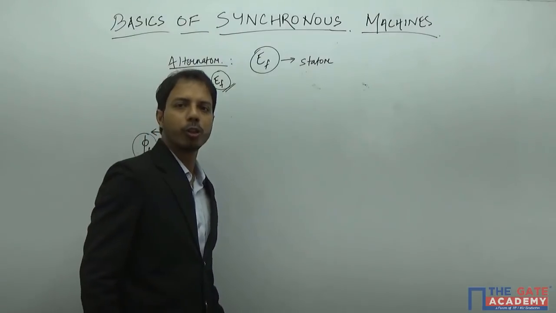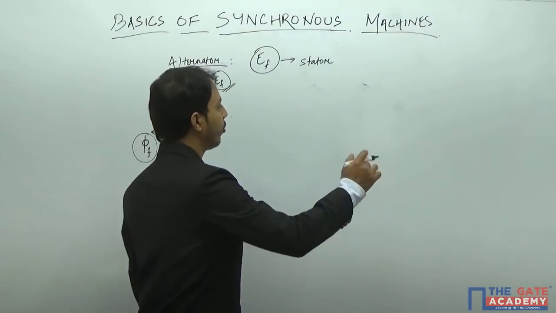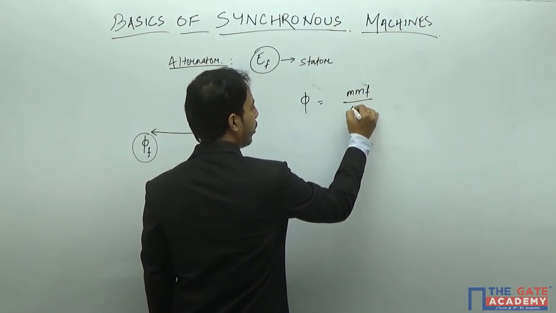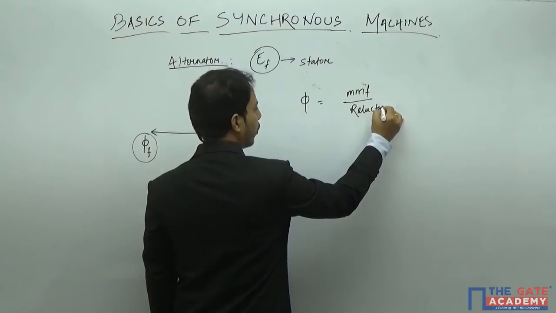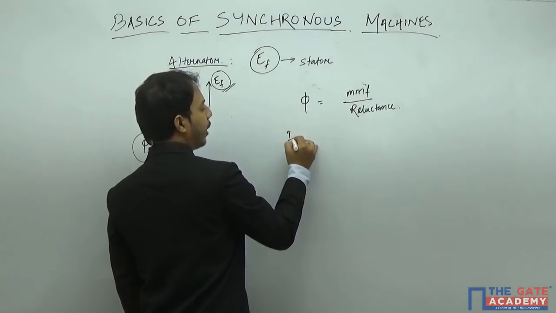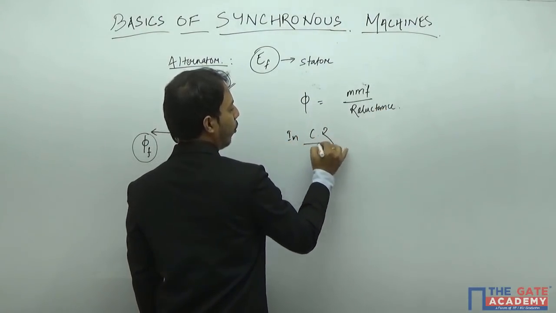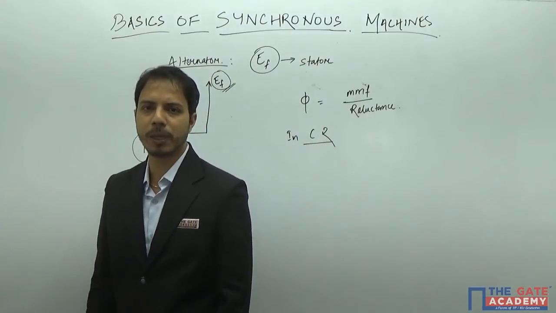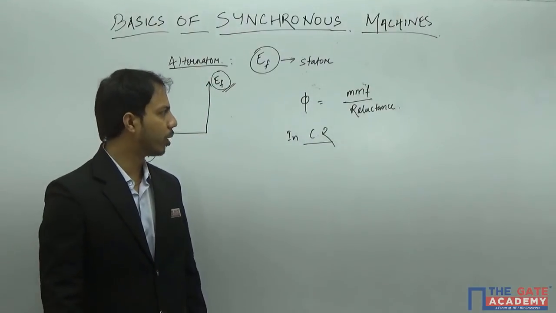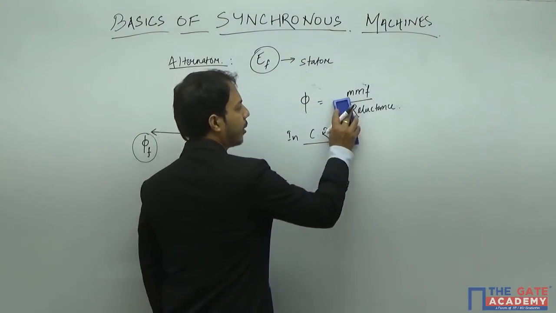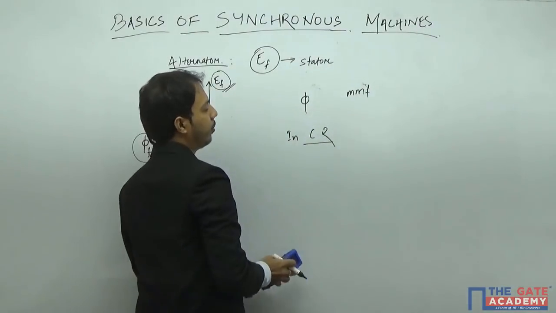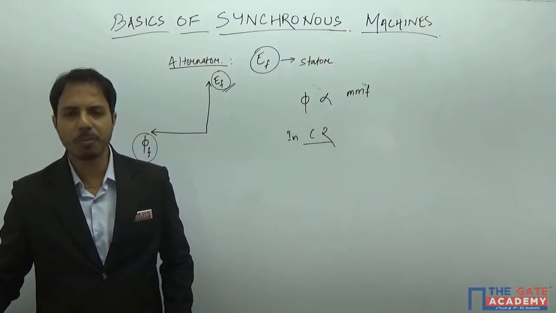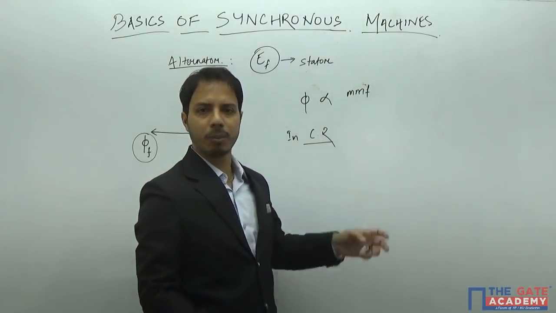sinusoidal flux. So in a cylindrical rotor, to have a sinusoidal flux, we know flux is nothing but MMF by reluctance. Now, in a cylindrical rotor, the reluctance is constant throughout the air gap. At any position, it does not depend on the position of the rotor. So this reluctance is constant, and my flux is proportional to MMF. So the shape of the flux will depend on MMF.